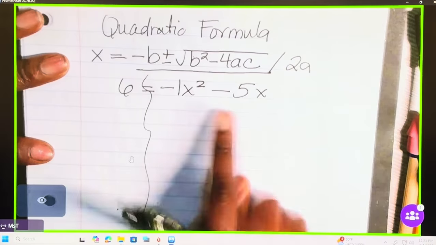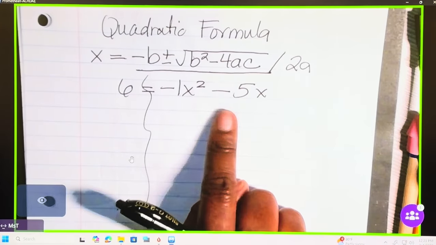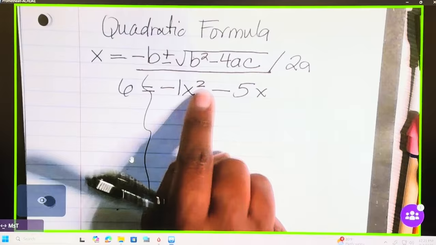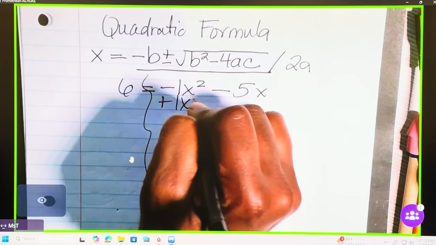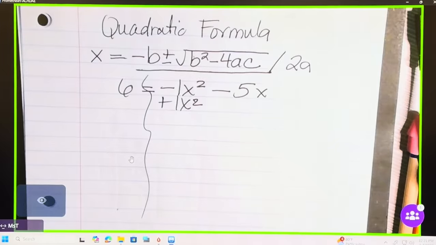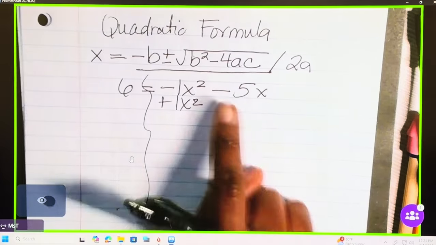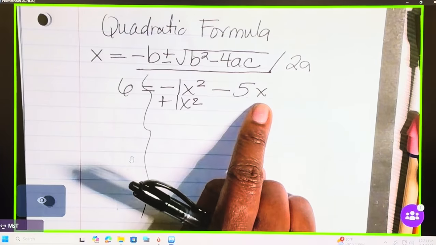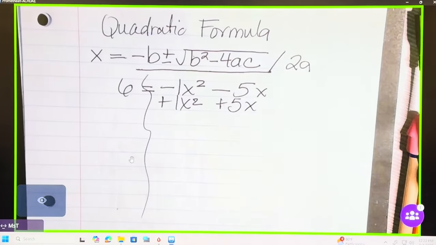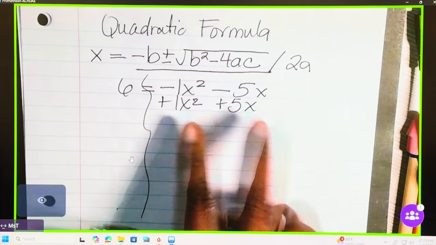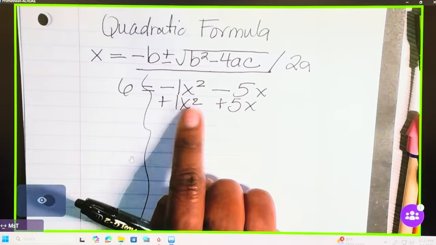What do I want on the right? I want a 0. Y'all with me? How do I get rid of this negative 1x squared? Positive. So I'm going to put positive 1x squared. Now, I'm just going to do a twofer. I'm going to do 2 for 1, right? This is negative what? 5x. How do I undo negative 5x? By adding. So I'm going to put positive 5x. Y'all see that? Yes. So what did I do on this side? I put plus 1x squared plus 5x.